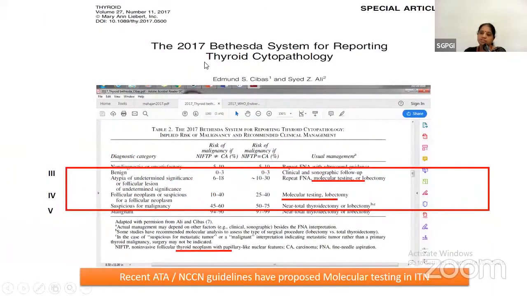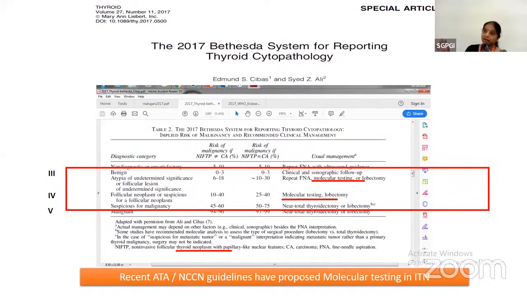So if we come to the Bethesda 2017 and look at the indeterminate categories, you can see that you have 3 options: you do a repeat FNA, you do molecular testing, or you do a lobectomy. For category 4, you do molecular testing, and of course for category 5, they have said nothing at all. The surgeon can go and operate.